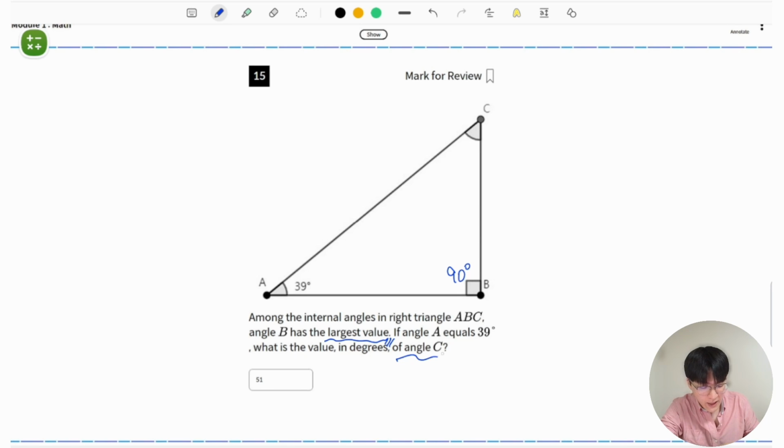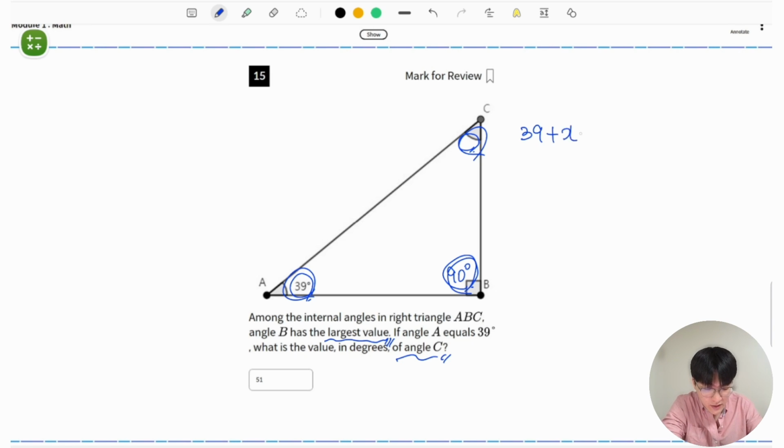And if we want to find angle C, we can approach this in 2 different ways. Since this is 90 degrees, the sum of angle A and angle C is going to have to equal 90, because the sum of interior angles is 180. Or you can just add all 3 values and say that is equal to 180. Either way works. I'm just going to go with the vanilla way.